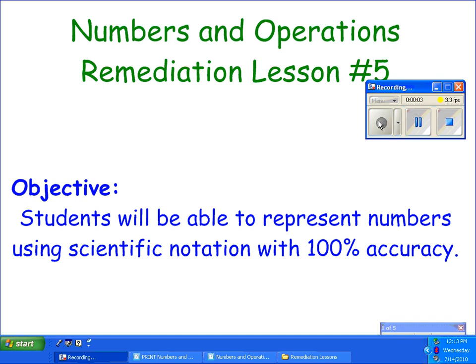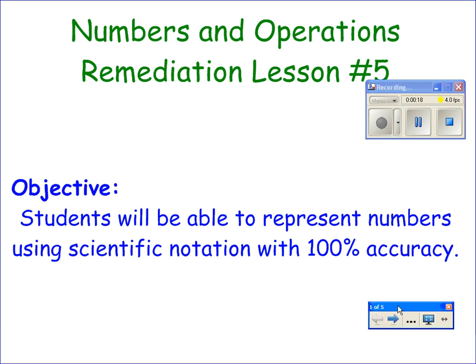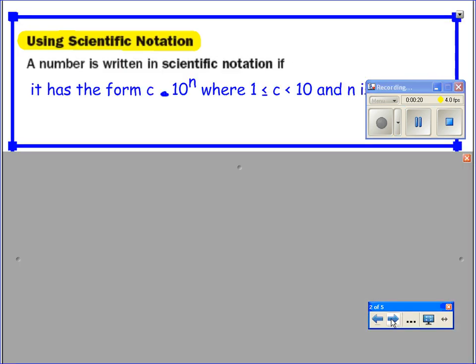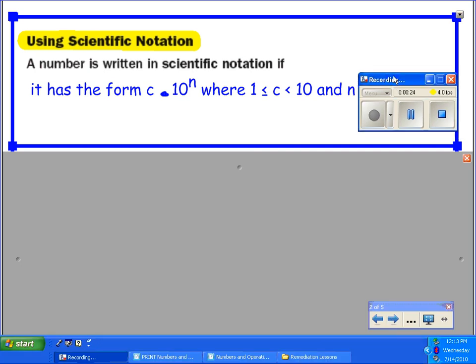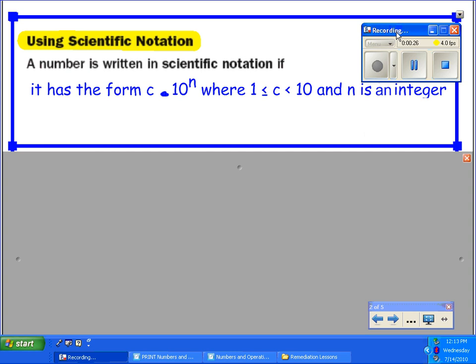Hello, welcome to Remediation lesson number 5 of Numbers and Operations. The objective for this lesson is students will be able to represent numbers using scientific notation with 100% accuracy. We are first going to look at the definition of scientific notation and 2 short examples before we move on to the 3 main examples.